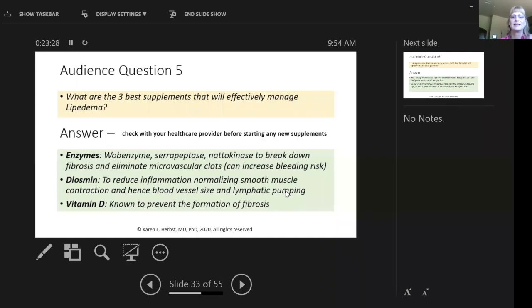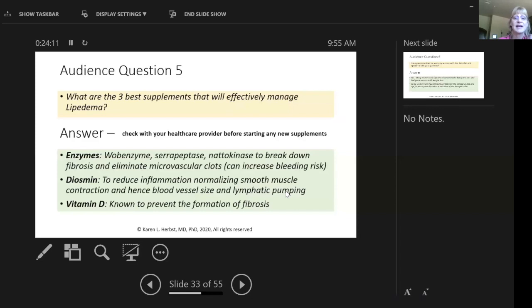These enzymes help break down fibrosis, and they eliminate these little microvascular clots that can form in tissue that has stagnant flow, as in lymphedema. The only problem with these enzymes is they can cause increased bleeding, especially in people who have Ehlers-Danlos syndrome and very friable tissue. And so I recommend, if you are taking an enzyme, and usually you want to take these on an empty stomach so they are absorbed through the M cells, M as in Mary cells, directly into the lymphatic system, that you stop these enzymes at least 48 hours before any dental procedure or a week before any surgery.